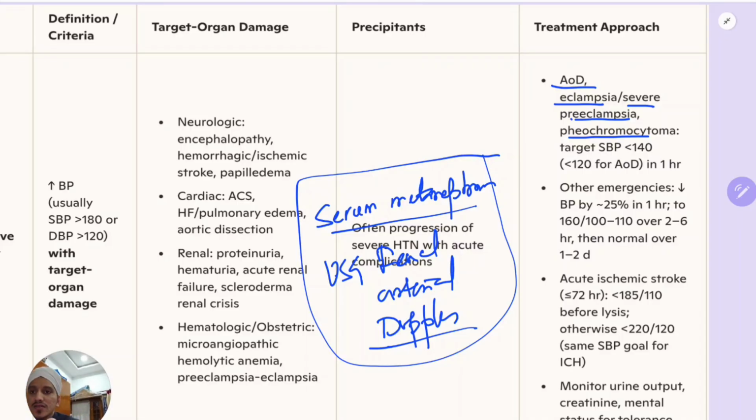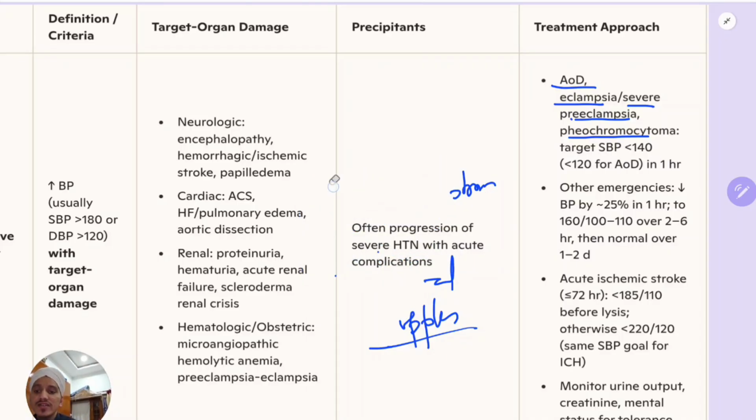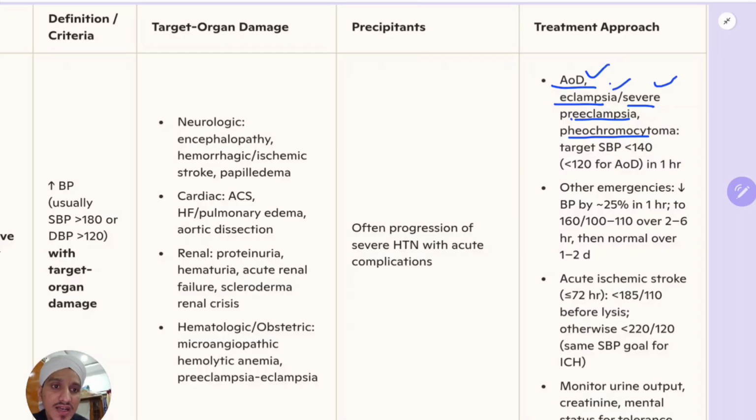Okay. So ultrasonography will tell whether the patient is having CKD also, because of which he is developing this hypertensive emergency. So if the patient is having aortic dissection, you will have symptoms. Okay, aortic dissection, eclampsia, severe pre-eclampsia, or pheochromocytoma. What is the target systolic BP? It is less than 140. Okay, but for aortic dissection, it is less than 120 in 1 hour. So what should be the target BP in these patients?